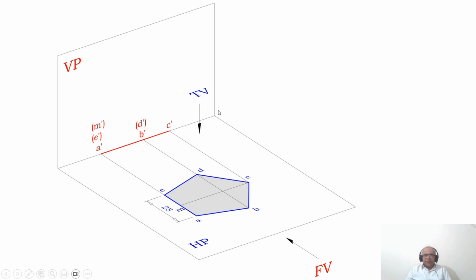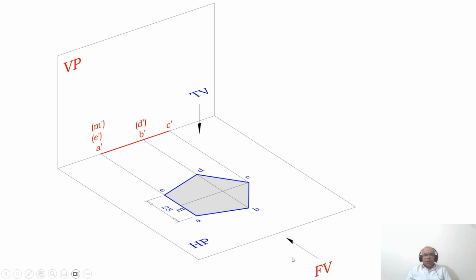So when you look from the top view, you can see all the sides in true length. Why are all the sides in true length? Because all the sides are parallel to HP. Therefore, in HP, you are going to get the true length. Where to see the line which is parallel to HP? I have to look from the front view. When you look from the front view, you can see that there is a line in the vertical plane.